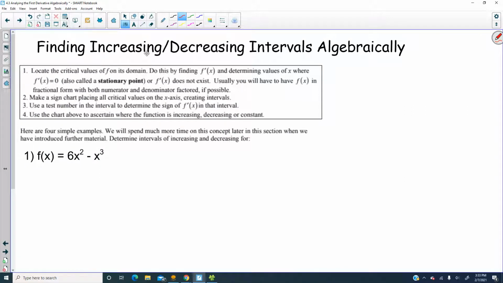All right, so the first thing we need to do algebraically is find increasing and decreasing intervals. So in your notes packet, there's directions on how to do this. The first thing that you're going to do, let me grab the highlighter, is locate the critical values. Oh, that is not a highlighter. This is a highlighter. You're going to locate the critical values, and you do that by setting f prime equal to 0 and solving for x. So to find the critical values, set f prime equal to 0 and solve for x.